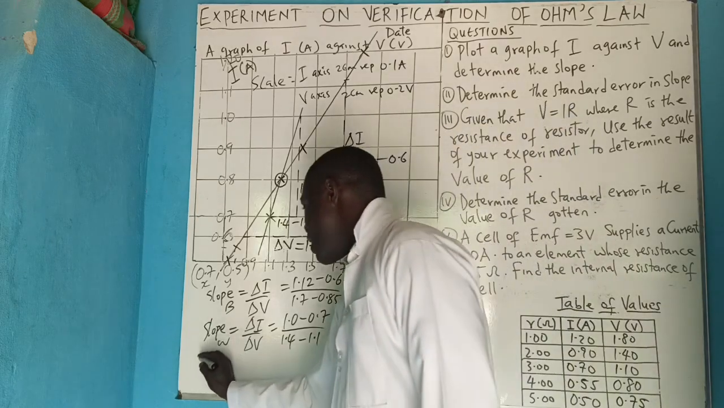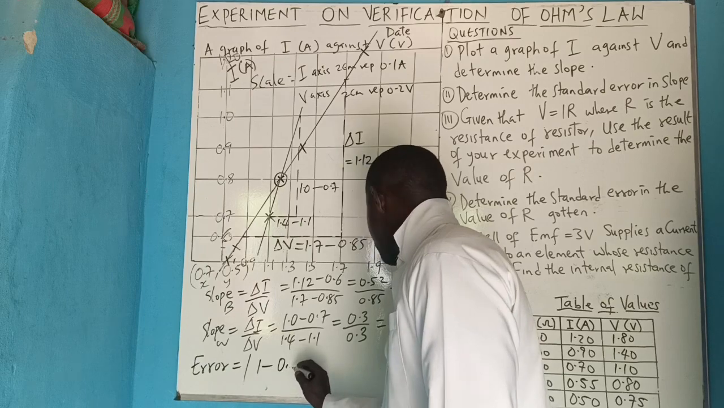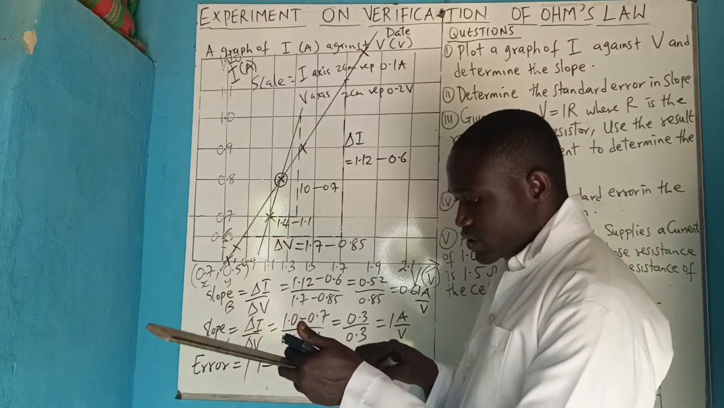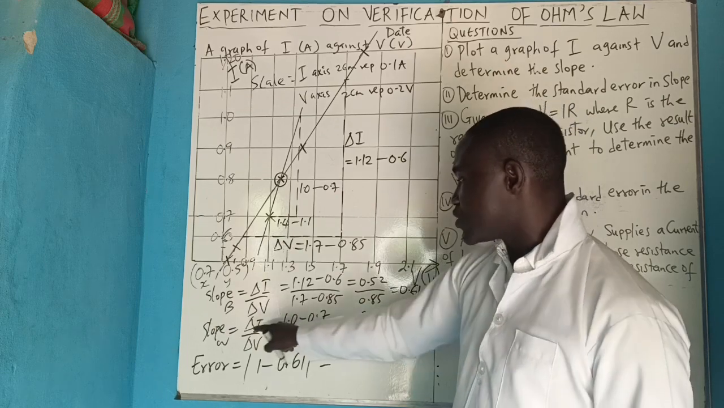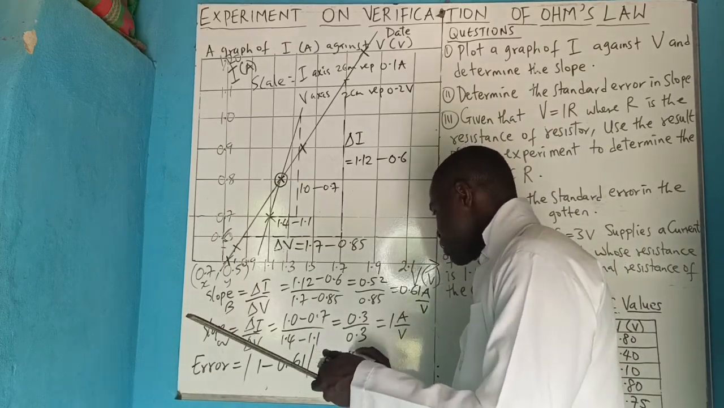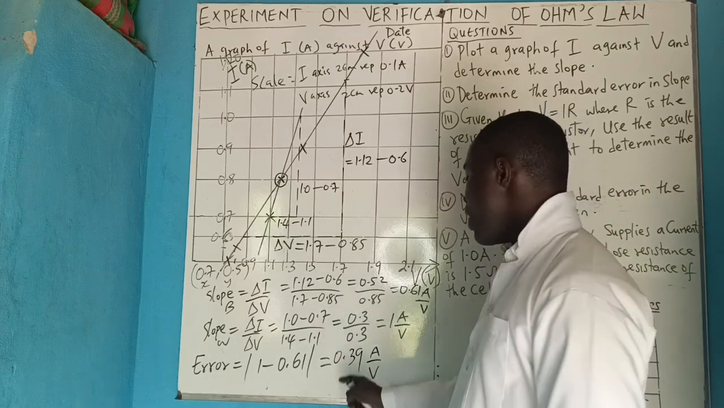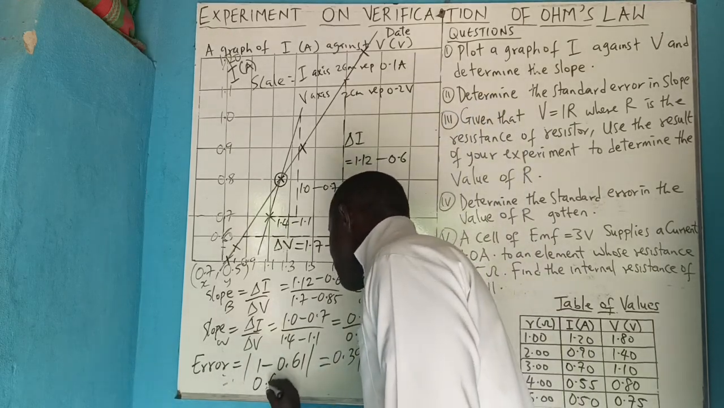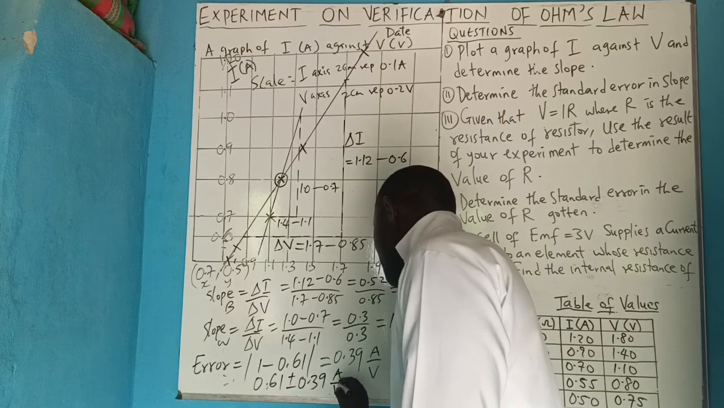Now, their error. Error in slope will be equal to 1 minus 0.61, modulus. That means get the difference of the slope of the line of best fit and the slope of the line of worst fit. If the difference is negative, take the modulus, so that it is positive. That will be equal to 0.39. That is the error in the slope. We have gotten the error in slope and the slope. Therefore, we package our slope as 0.61 plus or minus 0.39 ampere over volt.